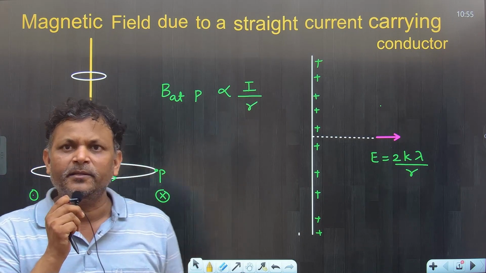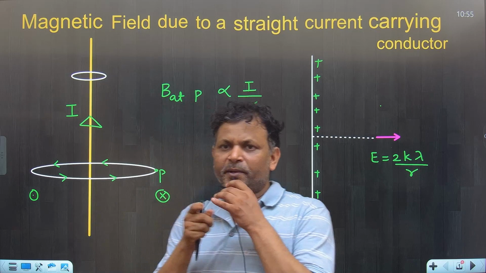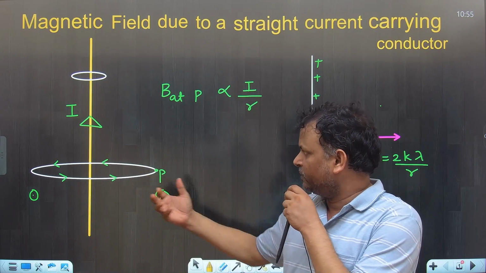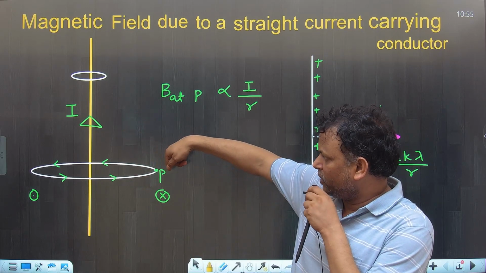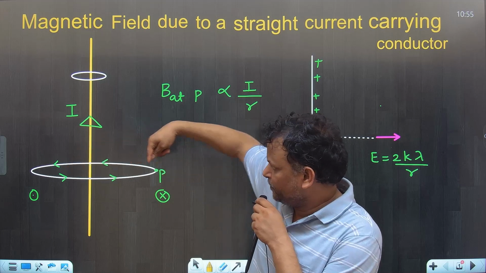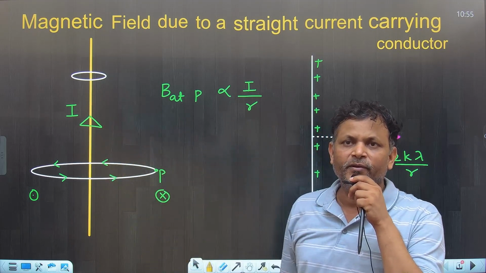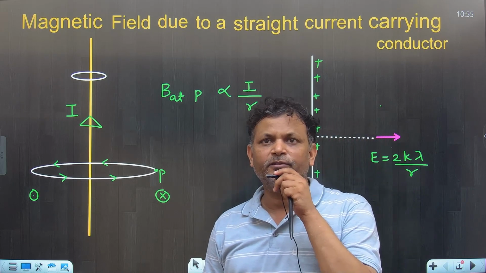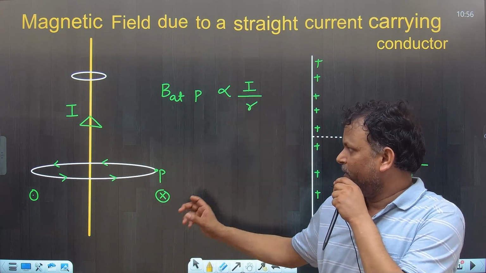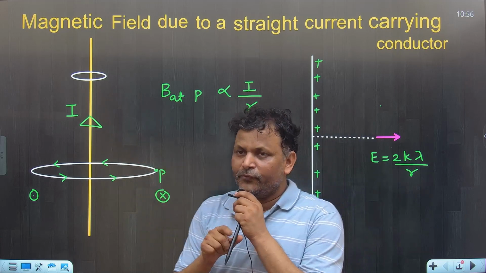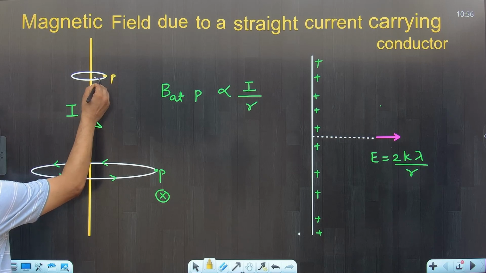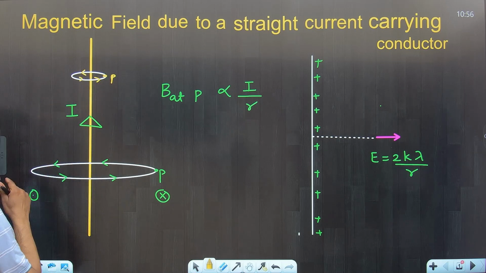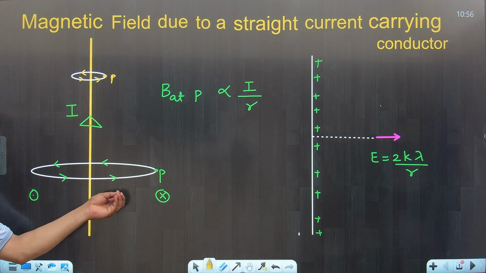It is through an experiment, and that experiment is if we sprinkle or spread some magnetite or iron filings around it, then all the magnetite will align along this. They will make concentric rings. So we will say that the magnetic field lines due to a straight wire are concentric rings. If you want to show the direction of the magnetic field at this point P, then the magnetic field lines are like this. It is a concentric ring.